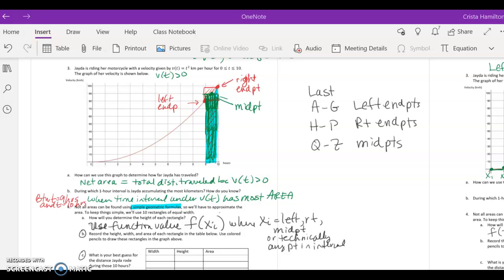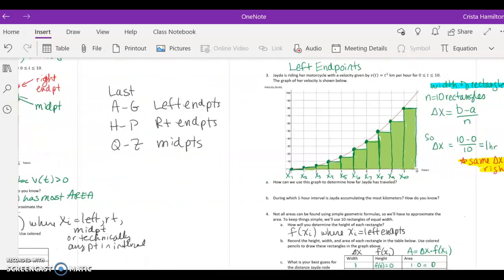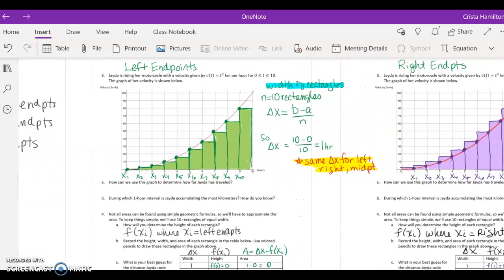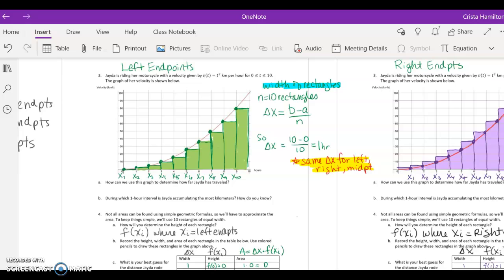Okay, part 2 of our class notes on estimating net area using a Riemann sum. Now, I had asked before we took the break for each group of people to either use a left endpoint, a right endpoint, or a midpoint to use for the height of your rectangles. So let's take a look over what would have happened for your left endpoints.